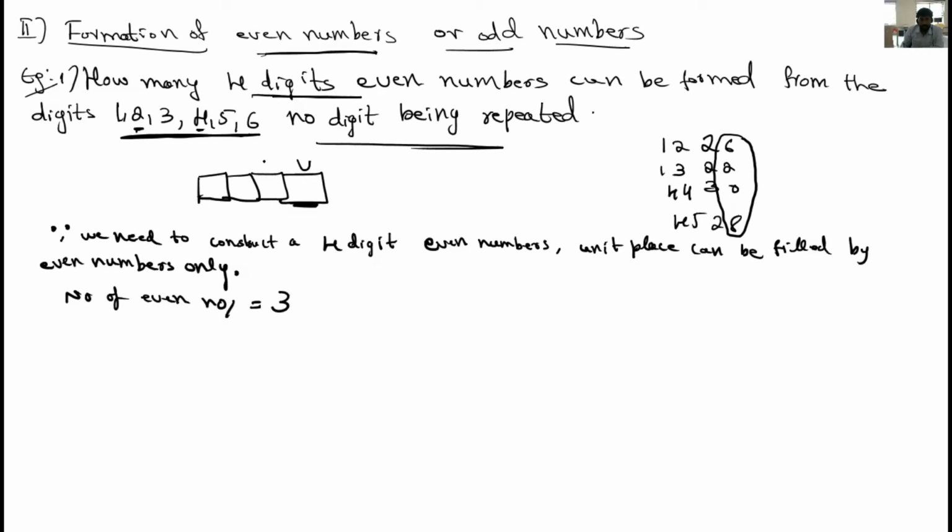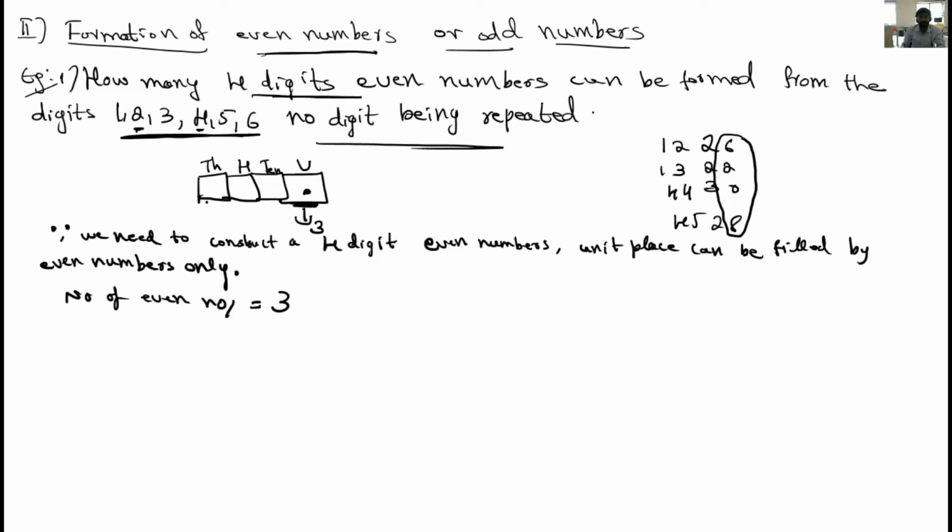See, unit place, tens place, hundreds place and thousands place. For this unit place, how many numbers are available? 3 numbers are available. Here you can use only 3 numbers because the last digit must be an even number, right? How many even numbers? 1, 2, 3. Only 3 even numbers are there. So unit place can be filled in only 3 ways. Suppose here you are taking one even number. Then how many numbers are remaining? 5 numbers are remaining, right?